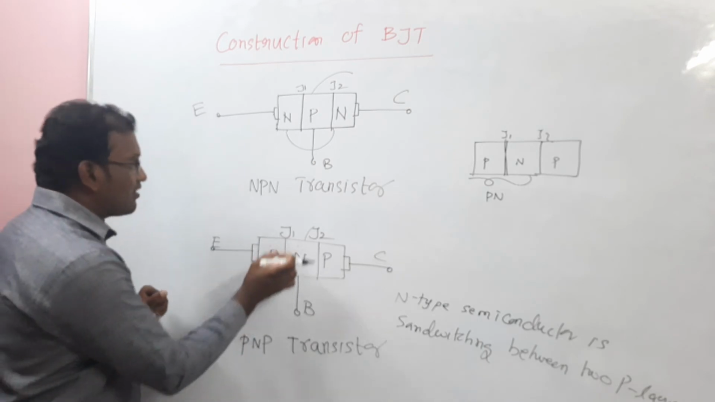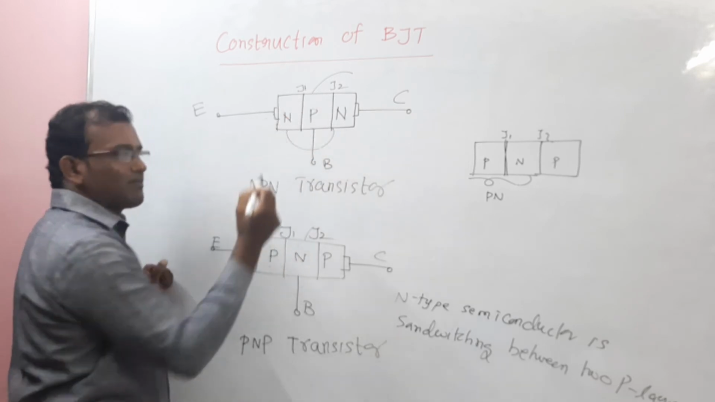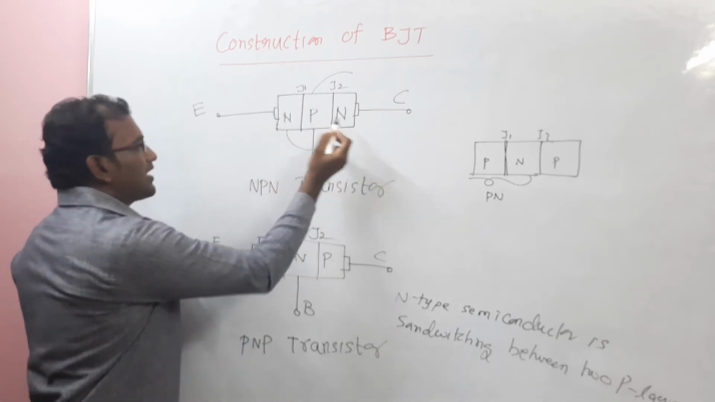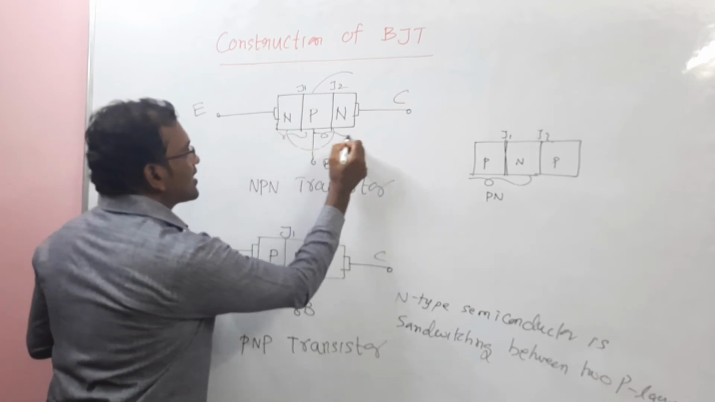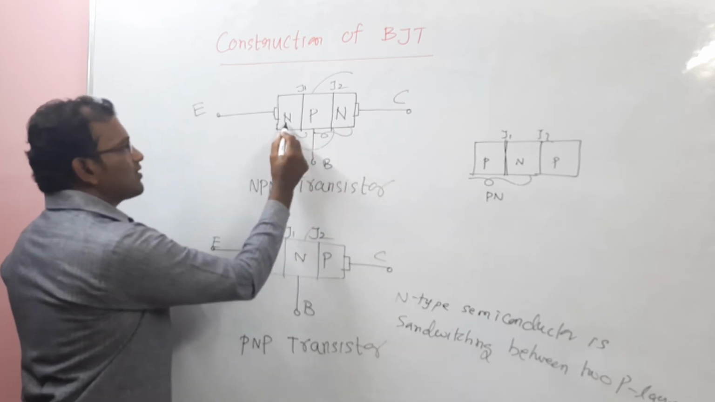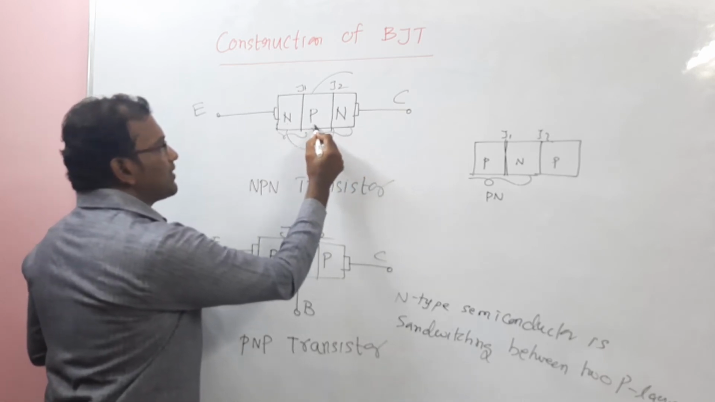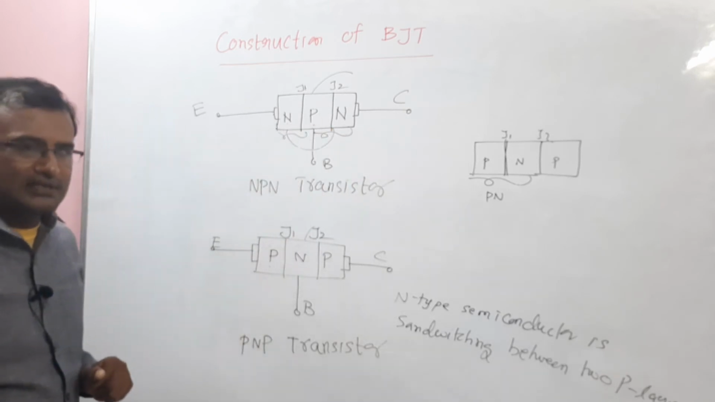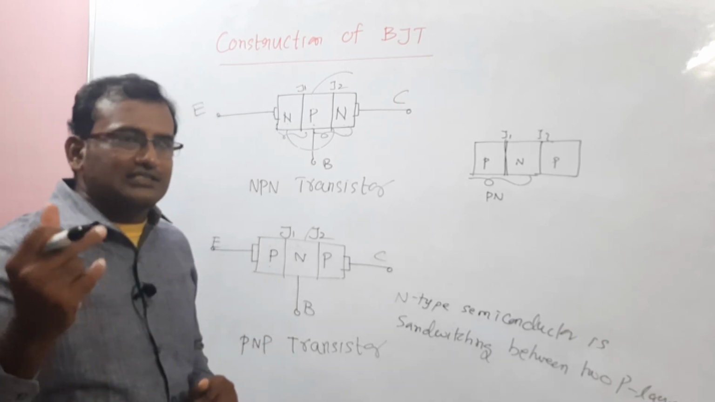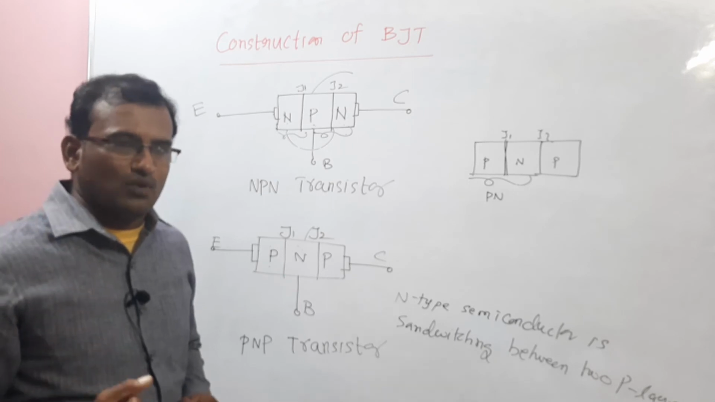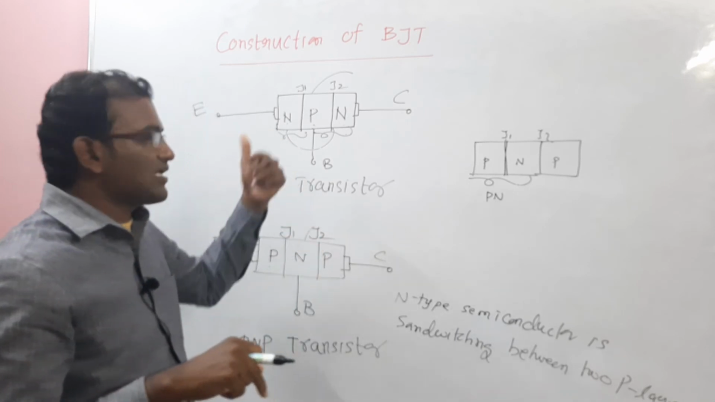So whenever junctions happen, here this is one junction and this is another junction. The first junction is between N-type and P-type. Similarly, junction 2 is between P-type and N-type. So in this case, we need to apply a supply voltage, that is biasing. What is biasing? Applying external supply voltage to the circuit.